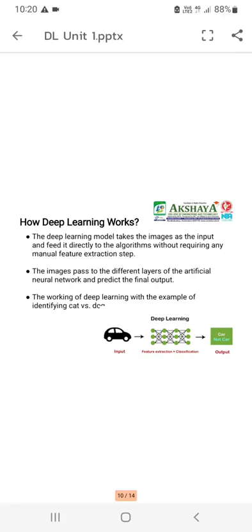Deep learning gets an image as the input and feeds it directly to the deep learning algorithm, and the output is obtained, telling whether what we have got is what we require or not. This is how deep learning works.